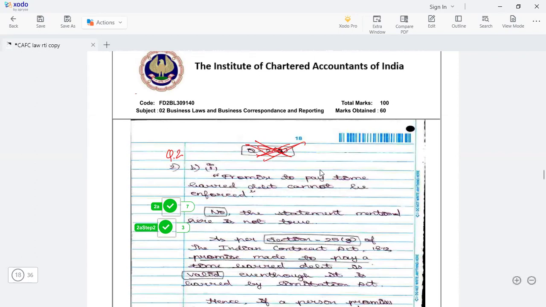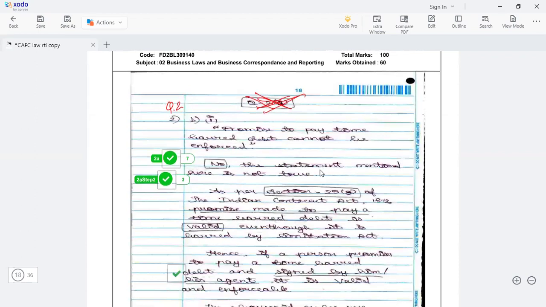Then what was there to be asked? Promise to pay time barred debt cannot be enforced. So no, the statement mentioned here is not true. If you want, you can mention the question again, or else if you skip also, you just start writing from here. That is also going to give you marks. No marks will be deducted over here.